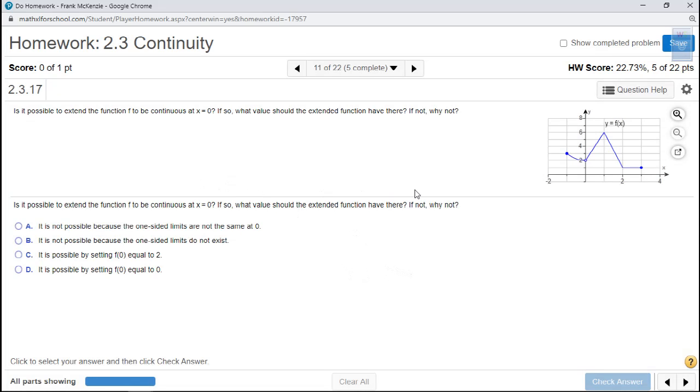All right, this one they're asking, is it possible to do an extended function? So in that case, you would actually have to find out, do the left and right side limit approach the same value here? If it does, then it's a removable discontinuity. Removable discontinuities, remember, you can put a single point in and fill the hole. So this one is a removable discontinuity because the left-sided limit and the right-sided limit are equal.